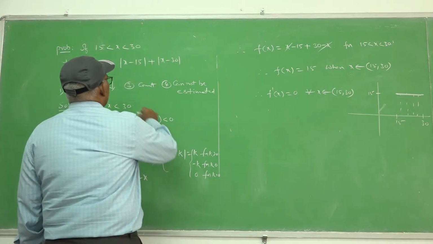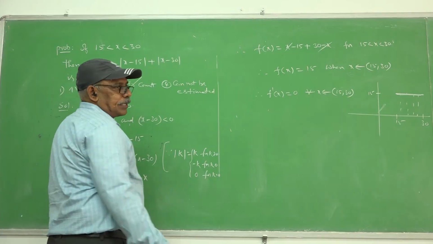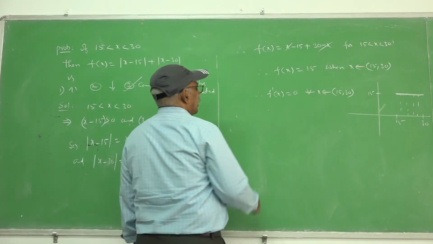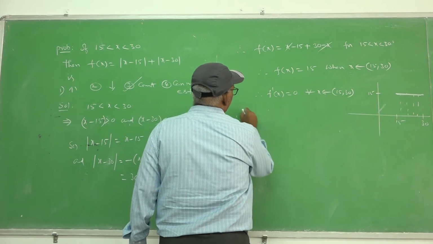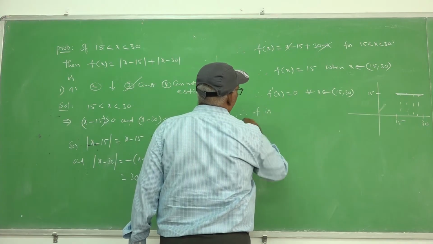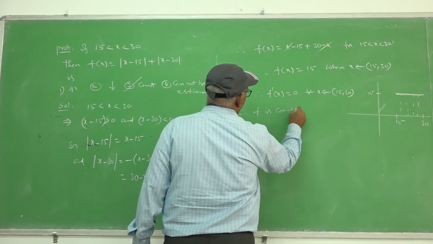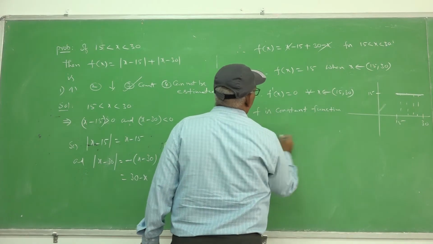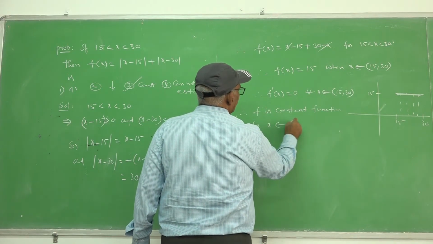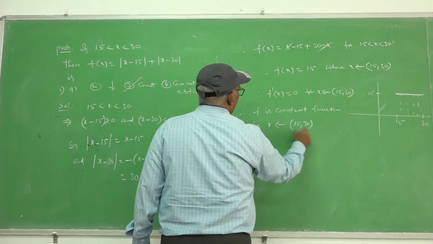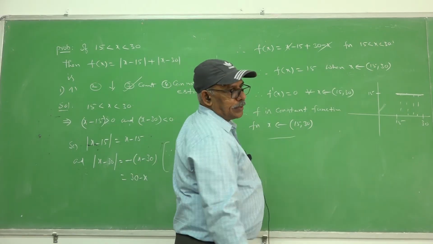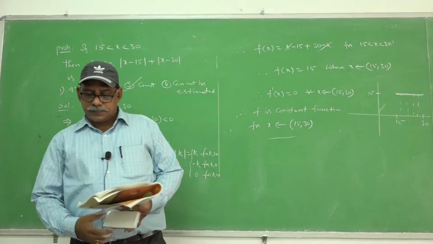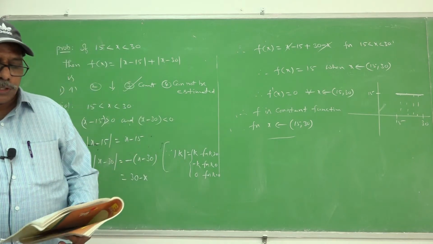So, you can say that it is constant. Hence, therefore, the derivative is 0. Hence, therefore, f is a constant function for x belongs to 15 comma 30. That is to be observed here. It is a constant function.